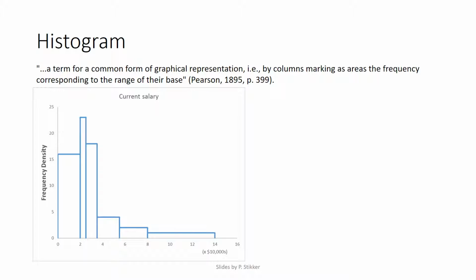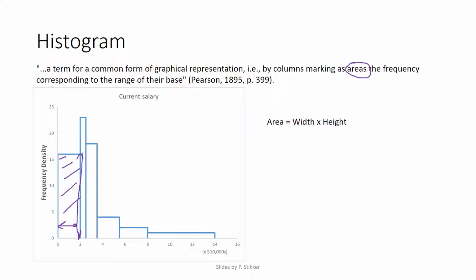Mr. Pearson defined in 1895 a histogram as a term for a common graphical representation, that is, by columns marking the areas the frequency corresponding to the range of their base. What makes this interesting is that he actually uses the areas to represent the frequency. Now, the area of, for example, this bar up here can be calculated by taking the width and multiplying it by the height of this bar. So in formula notation, the area equals the width times the height.